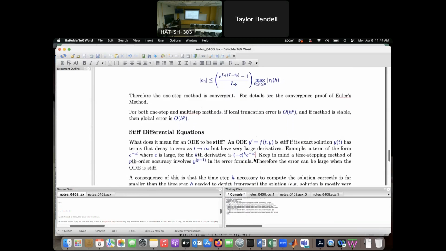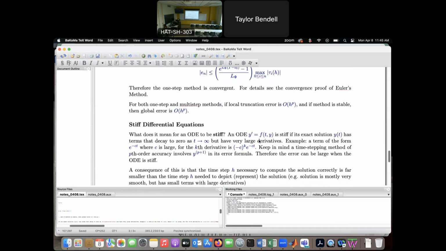Now, stiffness is a property of the problem, of the underlying ODE itself, not the choice of method you use to solve it. If you have a stiff ODE, it's going to pose difficulties for whatever method you use. It's like solving Ax equals b. If the matrix is ill-conditioned, that is a property of the problem itself, not your choice of Gaussian elimination or iterative method. Ill-conditioned matrices pose difficulties for all kinds of system solving methods. So sometimes you just get a bad problem.